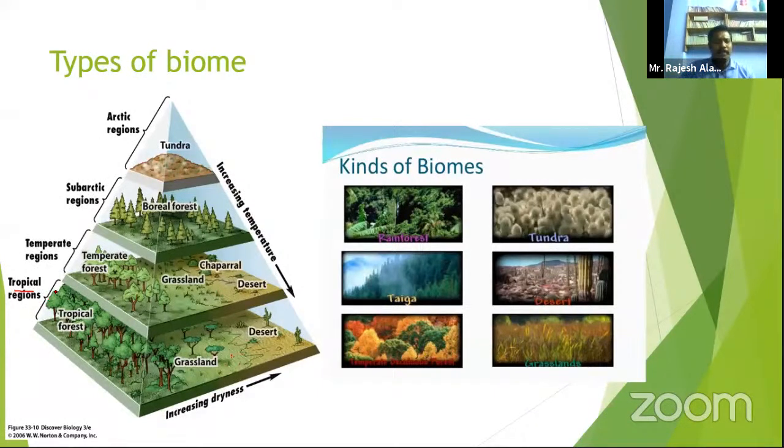So tropical rainforest, this area, rainfall throughout the year. Throughout the year, you will get rainfall. They are the highest biodiversity area. These things we have discussed enough in our offline classes, sir. Right, sir? So rainfall throughout the year.